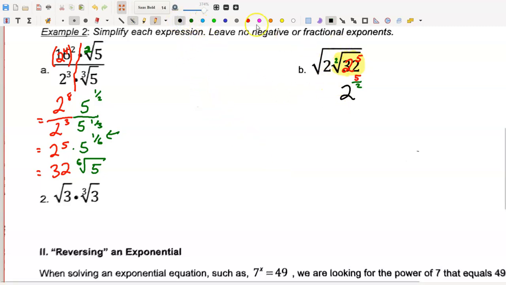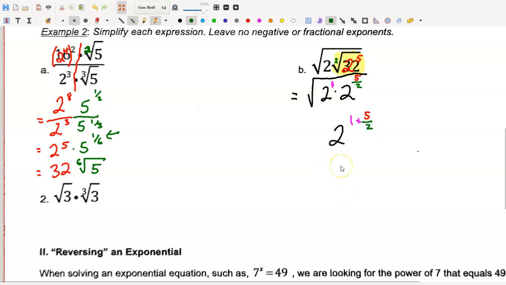And everything else just comes down. So this 2 right there comes down, and the square root as well. So 2 is the same as 2 to the 1. So now we have 2 to the 1 plus the 5 over 2.